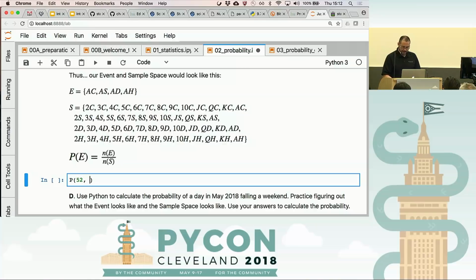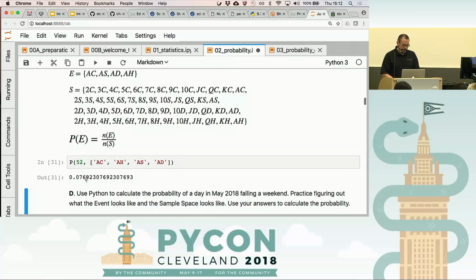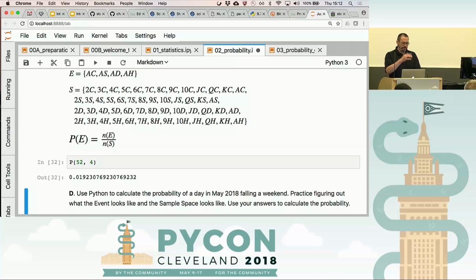Our code balks. What we need in our code at the moment is to put in a list of items, right? So, you know, an ace of clubs, an ace of hearts, an ace of spades. Typing is a horrible thing in front of people. And an ace of diamonds, right? And say, hey, it's about a 7% chance of getting an ace out of a 52-card deck, right? If I were to type in a 4, I get a much lower percentage.